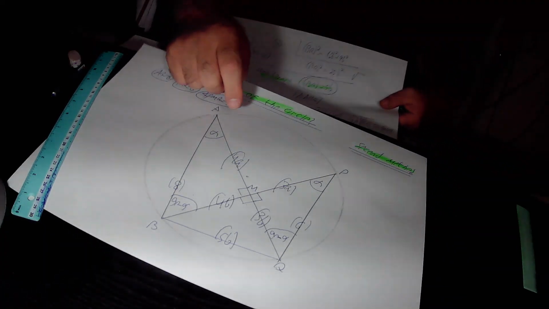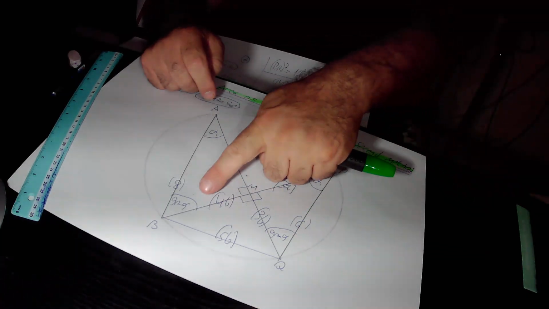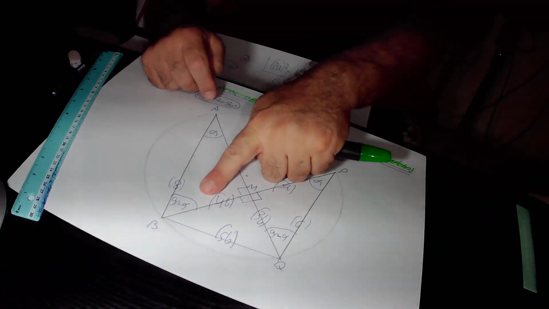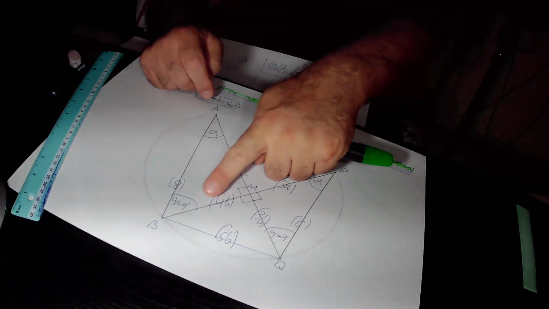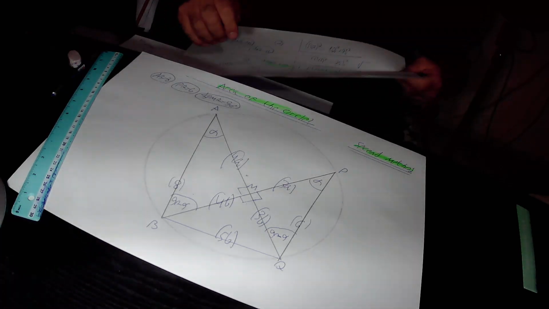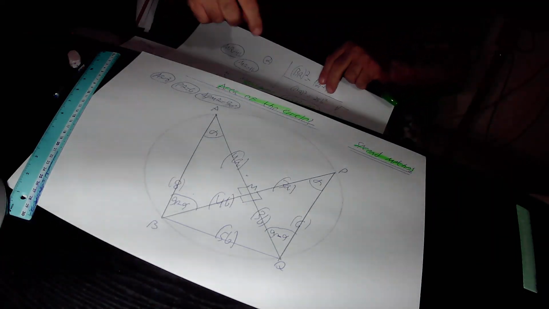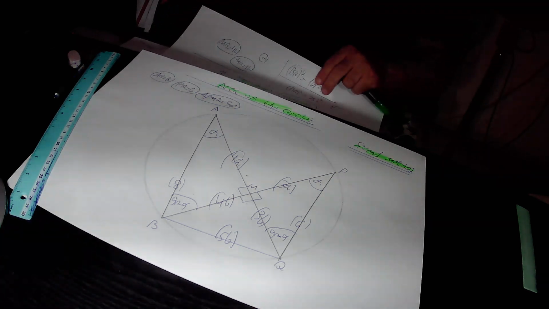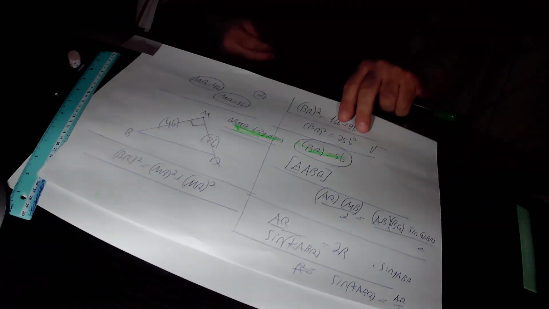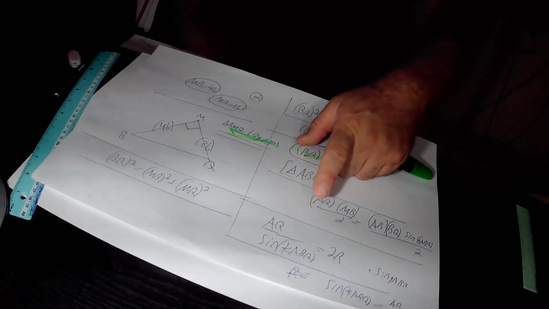According to the law of sines, AQ over sine angle ABQ equals 2R. And R is the radius of this circle that encloses this triangle ABQ. Again, according to the law of sines, AQ over sine angle ABQ equals 2R.